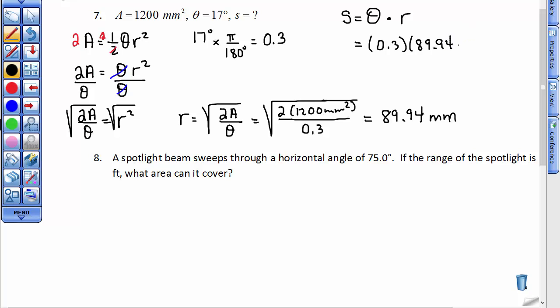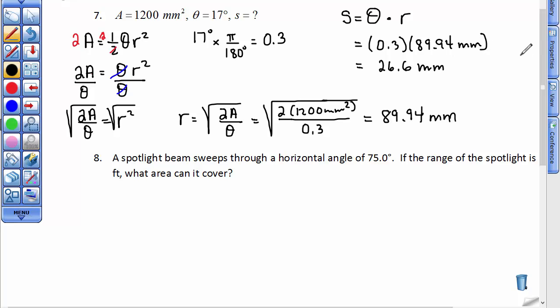And when I do that, I get an answer for the arc length of, there it is, 26.6 millimeters. Okay, very good.